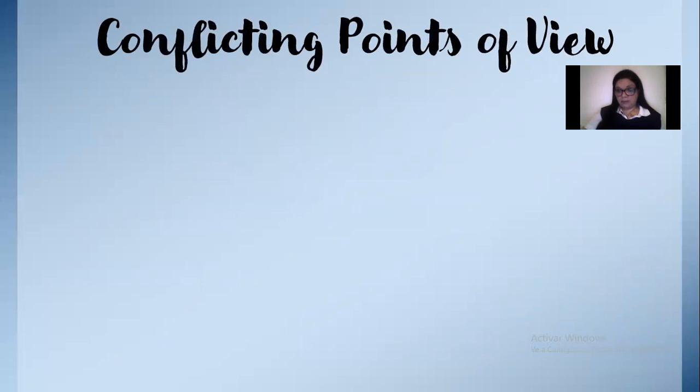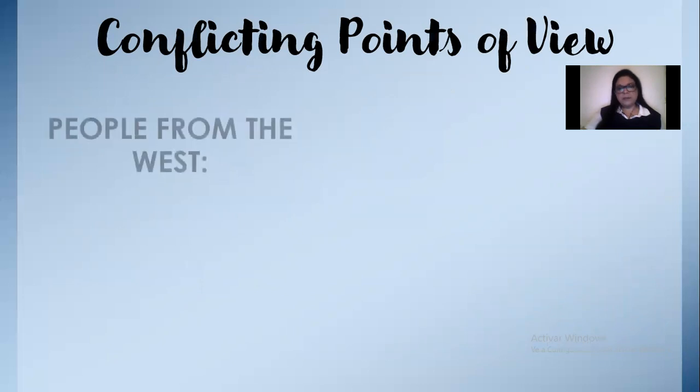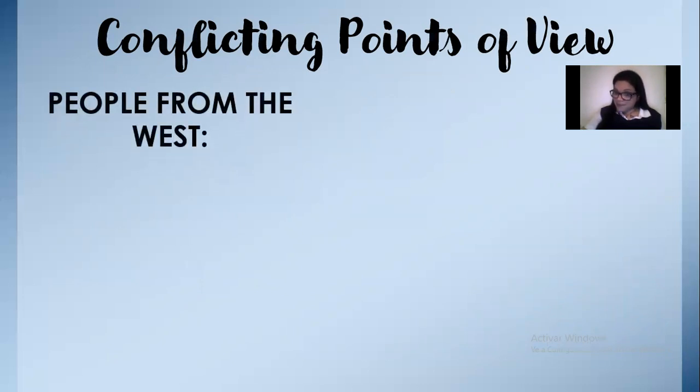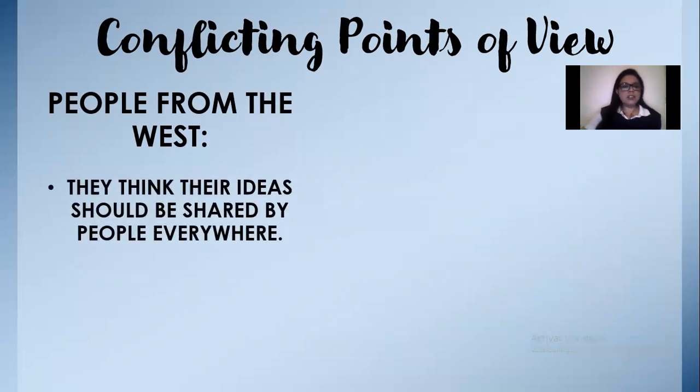Conflicting points of view. The conflicting points of view are given most of all by people from the West. How come? Well, they think their ideas should be shared by people everywhere, especially people from the United States. They have become so powerful and they know that they are so influential that they believe that everyone else in the world should share their own points of view. Of course, there will be other people from other cultures and points of view who are going to resist that.